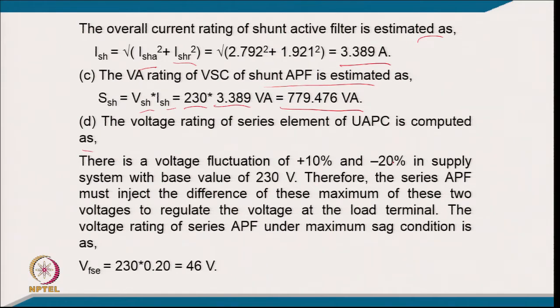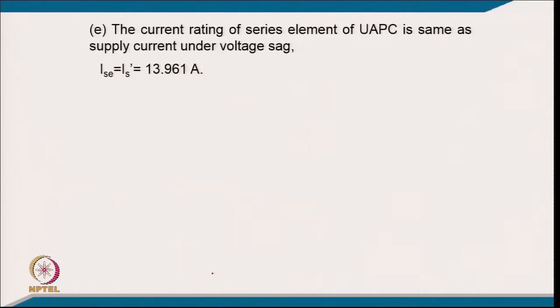The voltage rating of series element is computed as follows. There is a voltage fluctuation of plus 10% and minus 20% in the supply system with a base value of 230 volt. Therefore, the series active filter must inject the difference of the maximum of these two voltages to regulate the voltage at the load terminals. The voltage rating of the series active filter is 230 into the sag of 20%, that is 46 volt, and the current rating of series active filter is the same as the supply current under voltage sag.